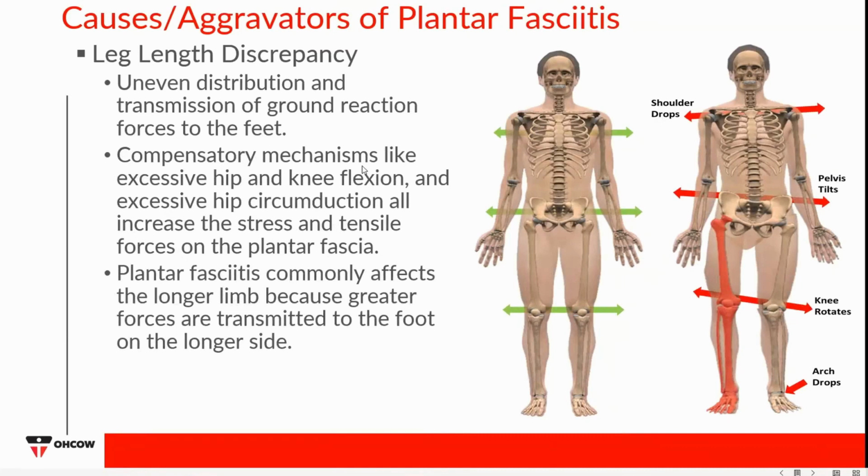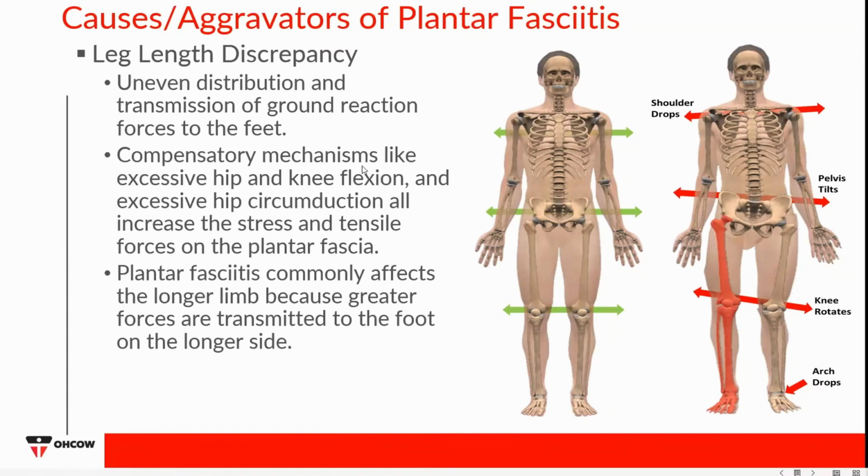There's a compensatory mechanism, such as excessive hip and knee flexion or excessive hip circumduction, which all increases stress and tensile forces on the plantar fascia. It commonly affects the longer limb because the greater forces are transmitted to that foot on the longer side, because that's when it's going to be in contact with the ground more during the gait cycle. So in the image on the right, the leg that's red is actually longer.